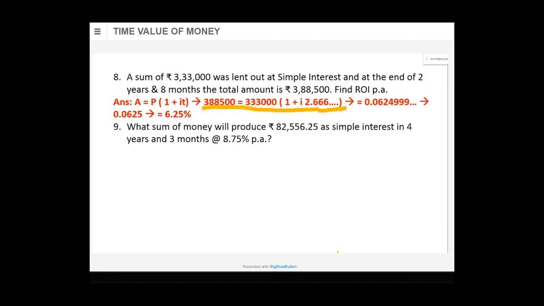Friends, read the question properly. The question is speaking, I am not speaking. What sum of money will produce 82,556.25 as simple interest? 82,556.25 as simple interest. So that is I, capital I. You say anything, your maths is very weak. And in LR everyone was copying answers from the study material, now that it is direct, there is a problem. The sums are not there in the study material.